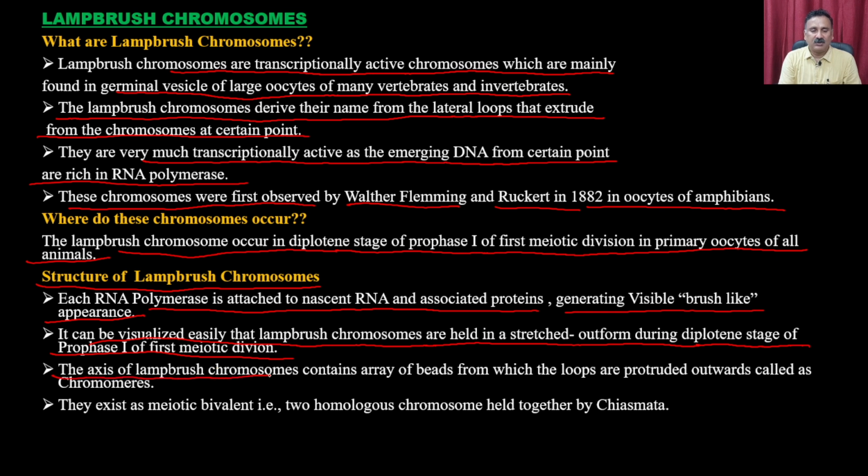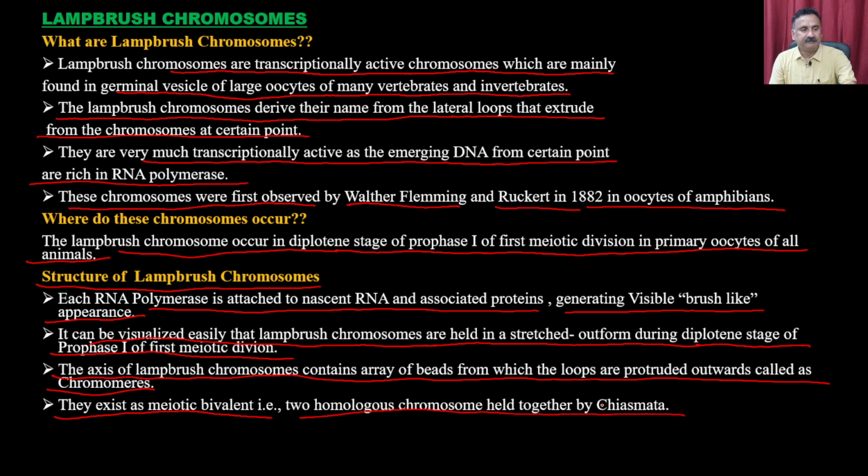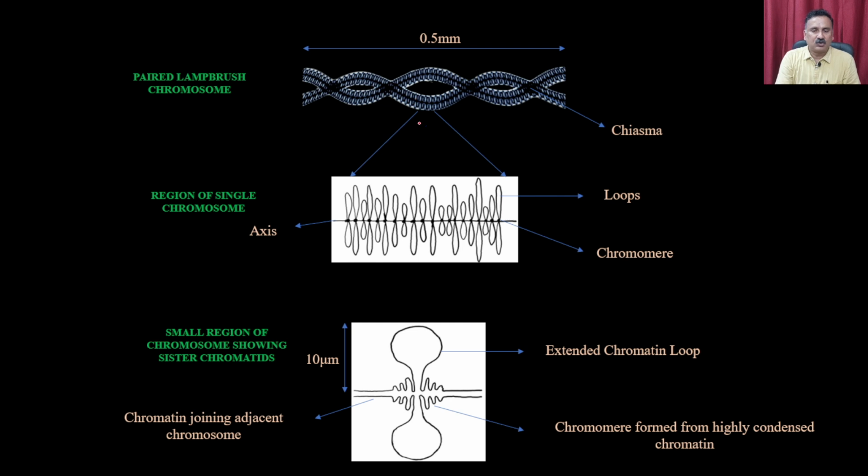The axis of Lampbrush chromosome contains an array of beads from which the loops are protruding outward, called chromomeres. They exist as meiotic bivalents, homologous chromosomes held together by the chiasmata. So, in these Lampbrush chromosomes, you are going to have the chromosomes, then the RNA polymerase protruding outward, so this is going to be a region of single chromosomes and so on, and it is going to be transcriptionally very active because these are the regions which are going to be available for transcription and translation.